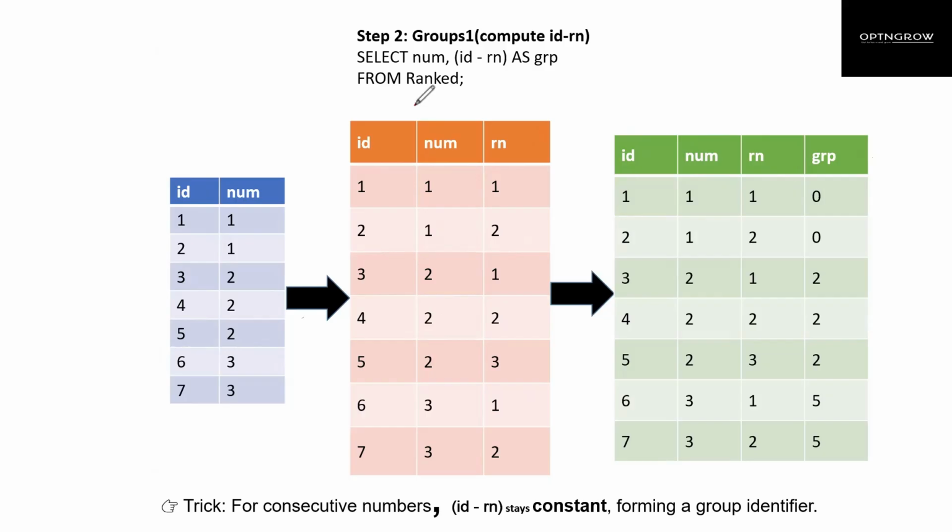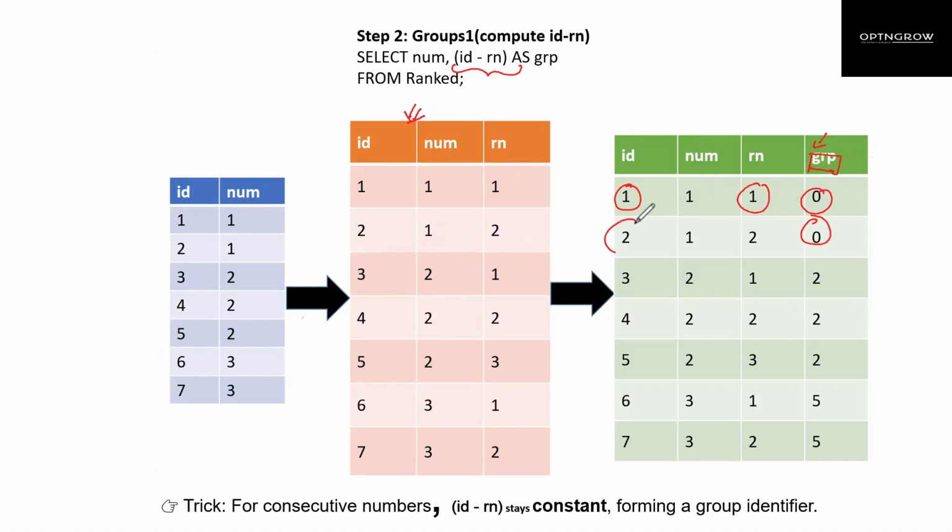So we have got this intermediate table from the previous step. Now what we are doing in this step is we are adding one more column, as you can see on my screen, group, GRP. So here, how are we calculating this column? We are simply subtracting ID with RN. So we are subtracting this with this.